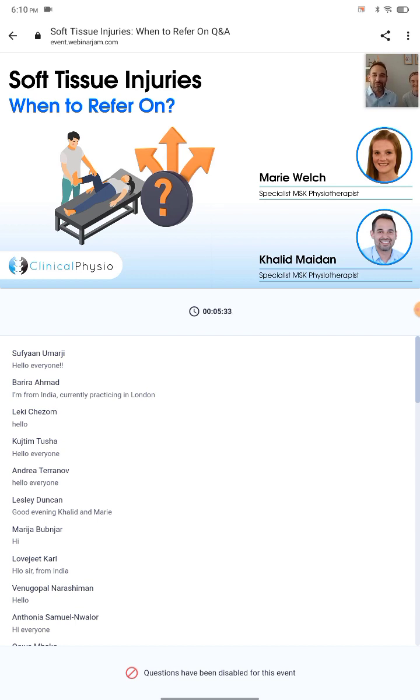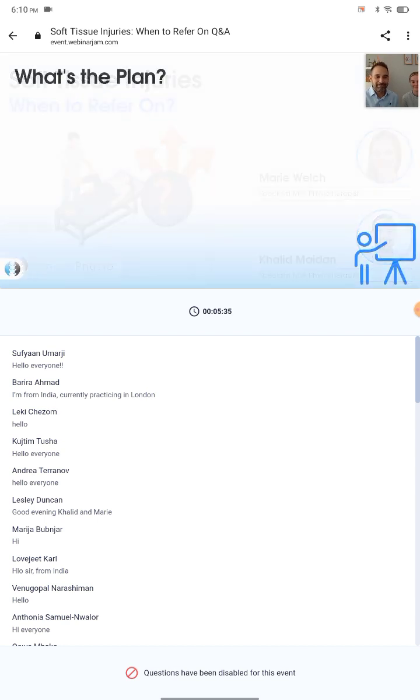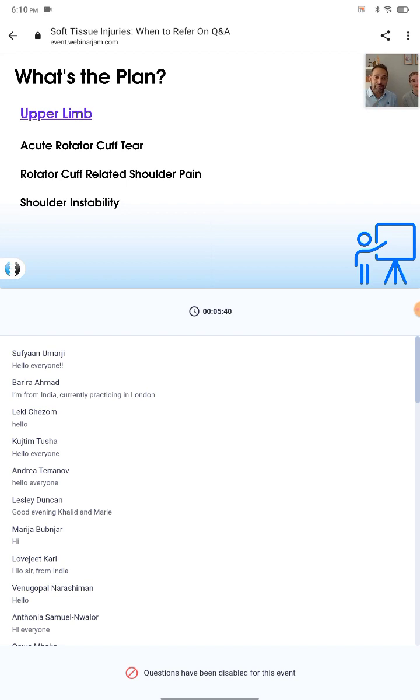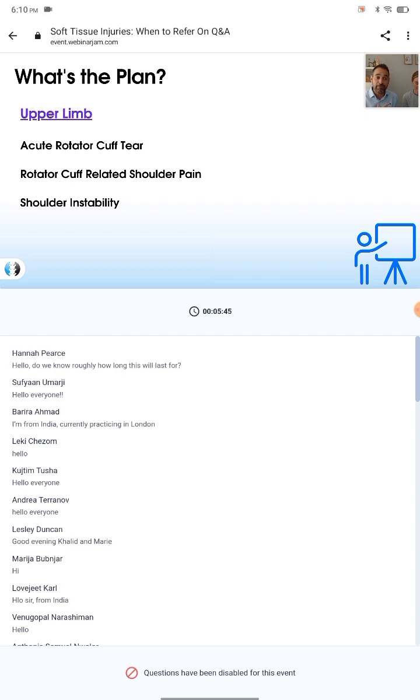What a good way to start. Okay, so what have we got for you tonight? So the plan is we're going to go through upper limb stuff, including acute rotator cuff tears. So within that, we're primarily looking for signs that your patient may well have a rotator cuff tear, and then when and why you should refer on. Rotator cuff related shoulder pain. Previously, we used to call this subacromial impingement or subacromial pain, or perhaps even rotator cuff tendinopathy, so we'll talk about that. And we'll talk about shoulder instability as well. So that's going to be really important too.